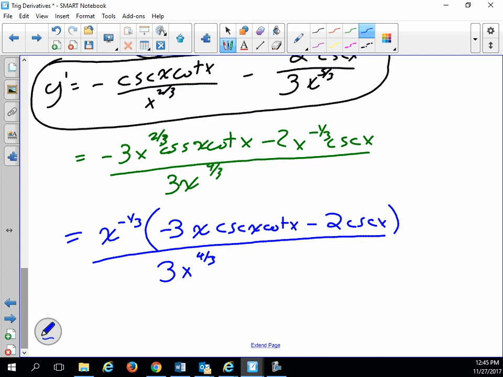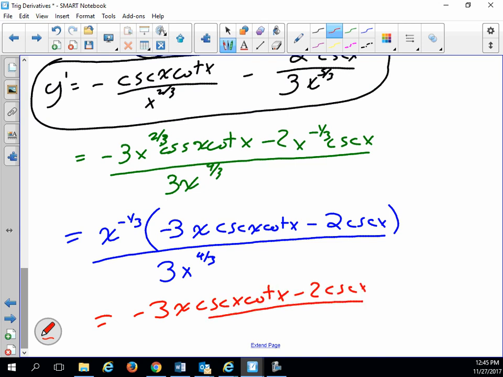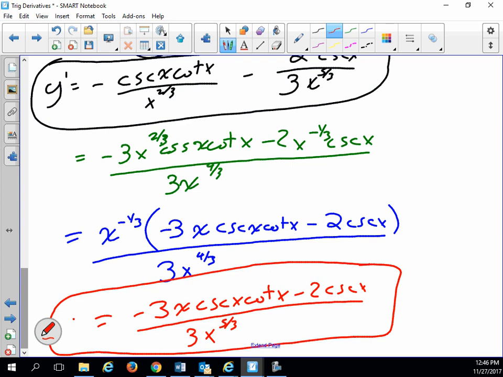And now I can bring that down. Negative 3x cosecant x cotangent x minus 2 cosecant x, over 3x to the 5/3. Here's my other answer that you can give me. Again, the black and the red are actually the exact same answers. It's just they don't have a common denominator. And if you put them back in there, you wouldn't have a common denominator for black. So that's my final answer for this one.